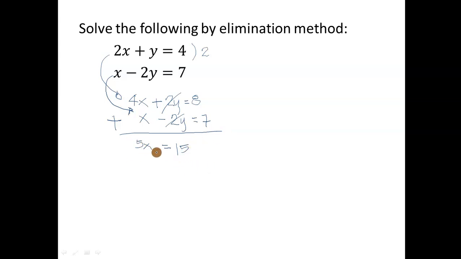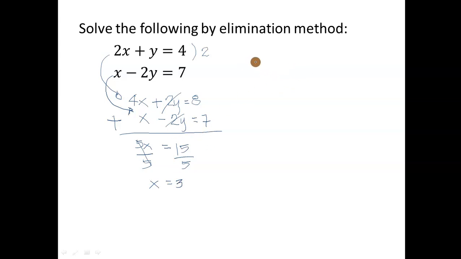So we have here an equation which is 5x equals 15. From this equation, we can now find the solution for the x variable. So let us divide both sides by 5. Dividing both sides by 5, this will cancel. You have there x equals 15 divided by 5 equals 3. Okay? So this is the solution for the variable x.